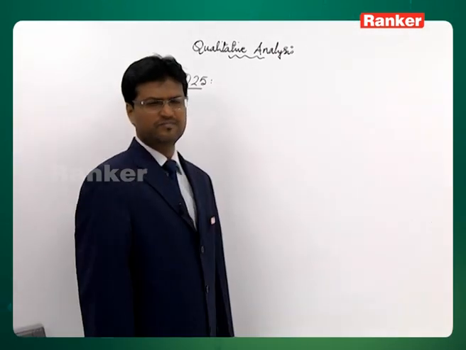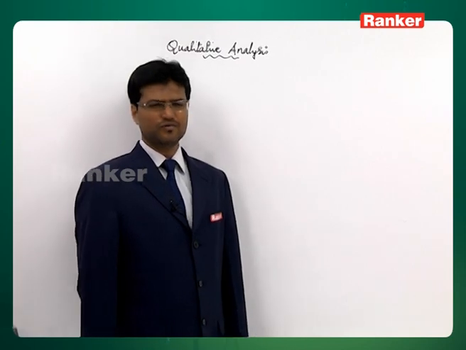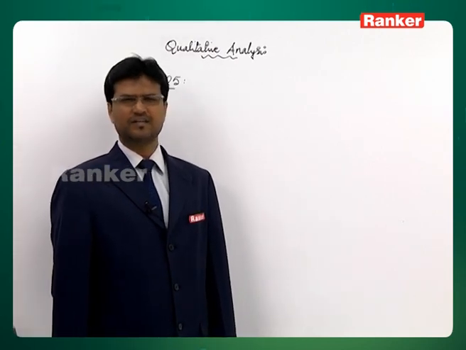Question number 25. Which metal salt gives a brown colored bead in the borax bead test? The options are A, ferrous, B, nickel, C, cobalt and D, manganese. Manganese gives violet color, cobalt gives blue, ferrous gives light green and nickel gives brown.